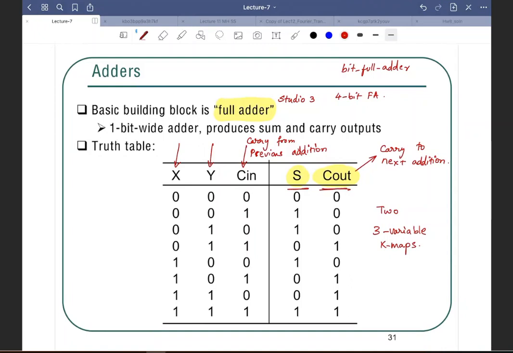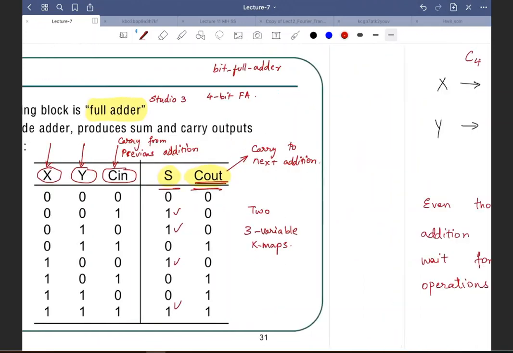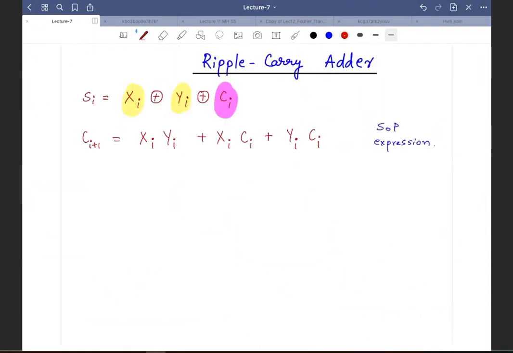If you use three variable K-maps, it will turn out that for sum S, you will not be able to combine the ones and you will have to write them individually. But if you use some Boolean algebra to represent it in an exclusive OR gate form, you will see that the expression that I wrote will be correct. But for carry out, you can combine the ones. And when you combine the ones and simplify and write the expression in terms of x sub I, y sub I, and c sub I, you will be able to write c sub I plus 1 in that particular format. So that is the ripple carry adder.